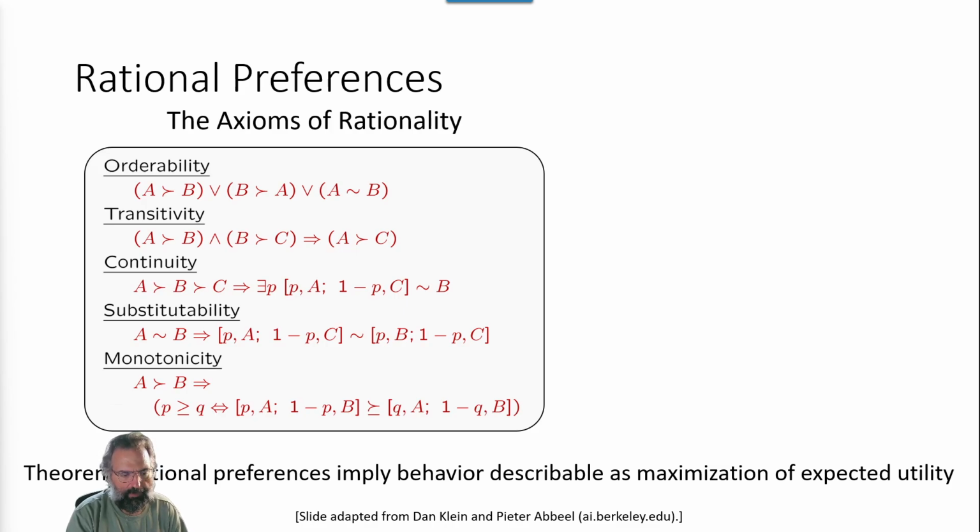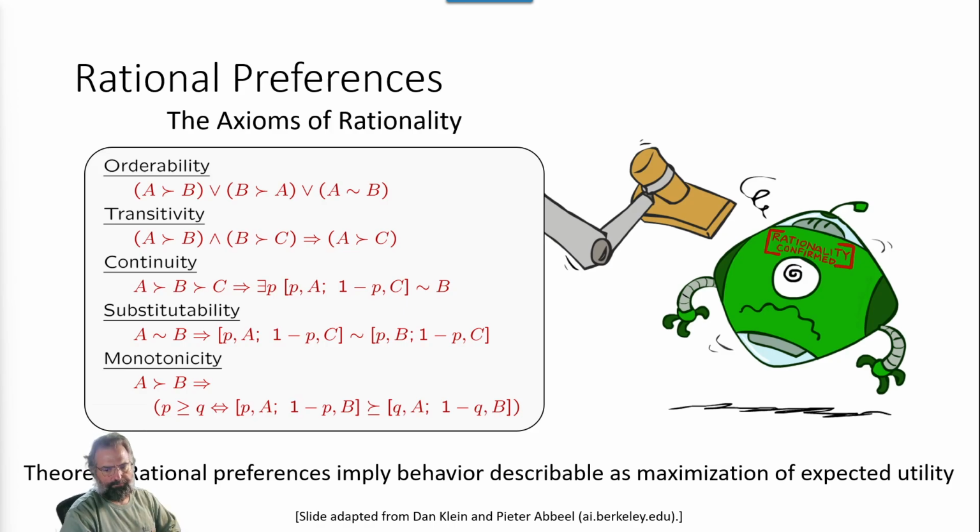It's a reasonable thing to say that rational preferences are going to imply behavior describable as maximization of expected utility. So you're basically saying that a set of rational preferences is going to result in, hopefully, a description of behavior that will also be a maximization of expected utility. We're rationally certifying a little robot there.